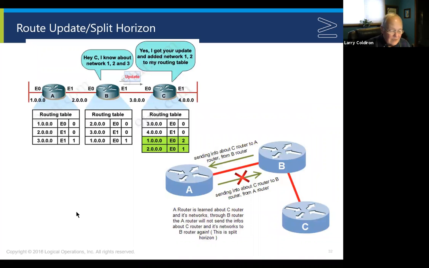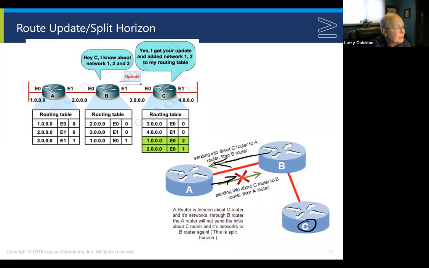These are just images of what we're talking about here, maybe with the split horizon business. This one shows sending info about router C, from router B. So we're sending it this information. A route is learned about router C and its networks through router B. A router will not send it back to it. This is what split horizon does. We can't send back the information that we got from one of the other devices.